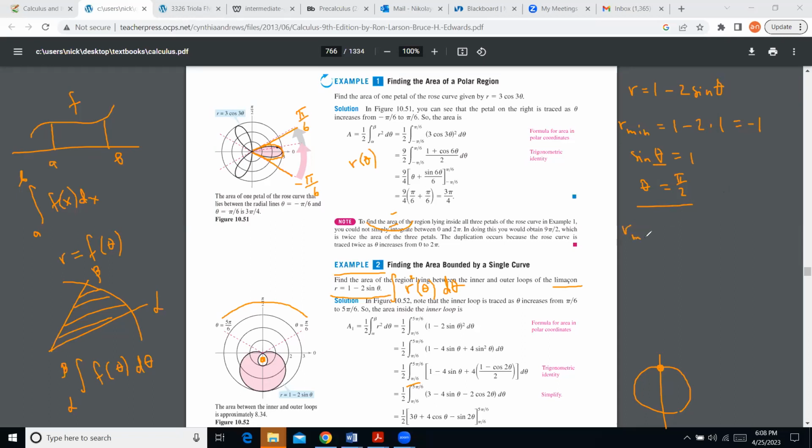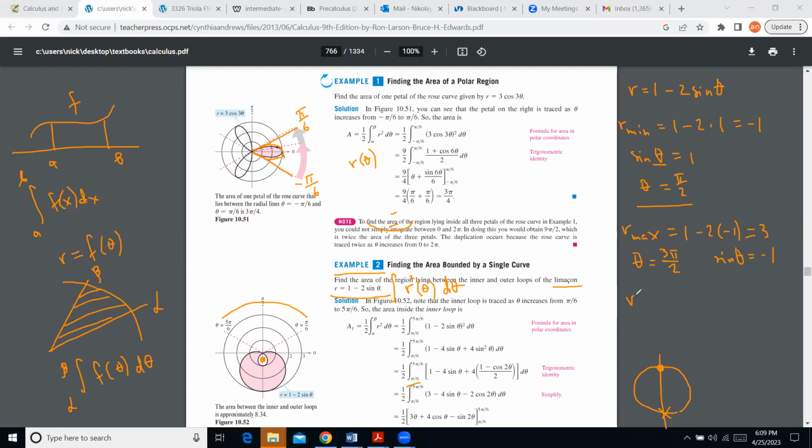Maximum when we have plus, in other words, when we have minus and a minus, right? That's how we get 1 plus 2, which is 3. And what happens when we have sine theta equal to -1? Well, this is this point on the bottom. It's negative pi over 2. You can put negative pi over 2, or if you want to go with the angles in between 0 and 2 pi, which most people deal with, then you're going to get 3 pi over 2, right?